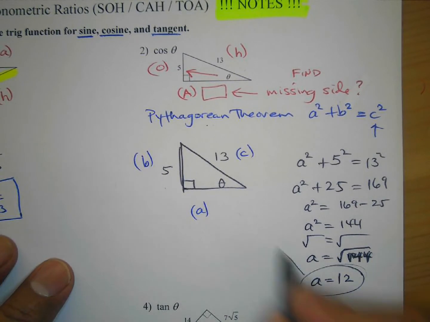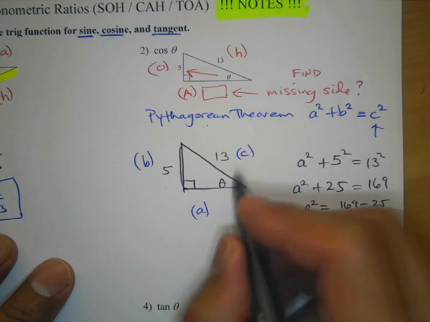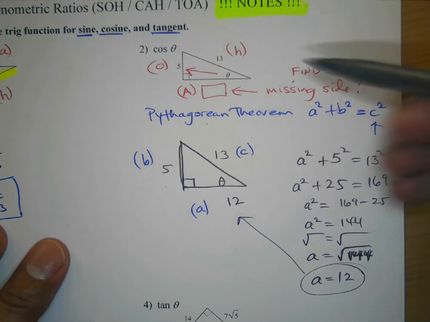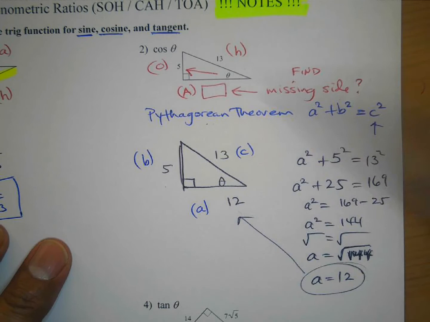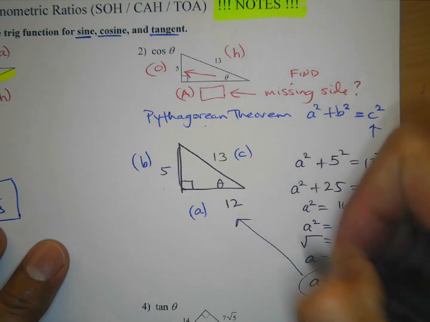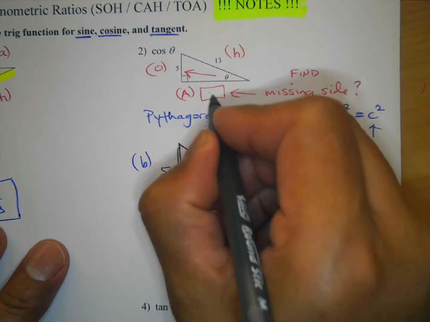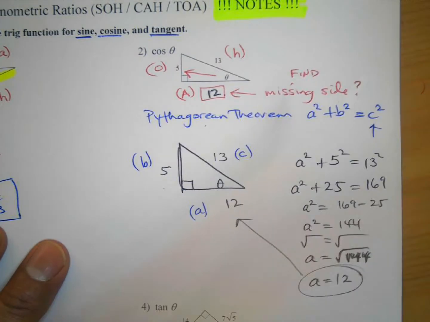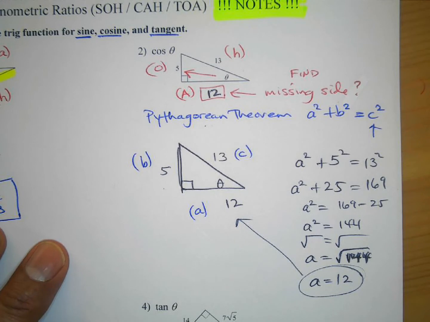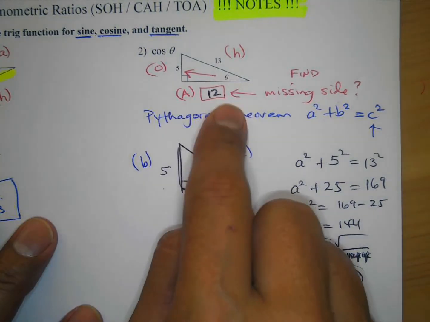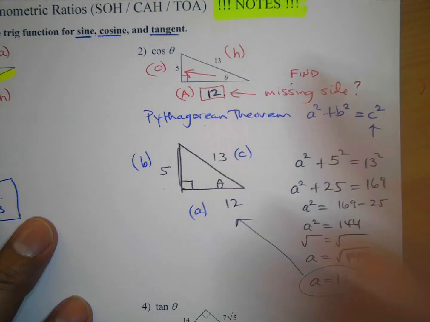This A side is what? 12. I'll put it here. But honestly, I want to put it back over here where it has the O and the H and the A, right? So let's put it back to this one over here. 12. 12 is your adjacent, the value of your adjacent side. Okay, so now that you have all 3 sides there, see, now I got all 3 sides.